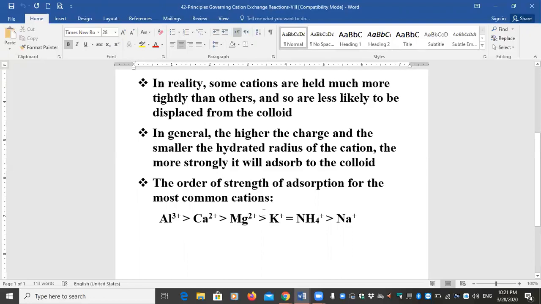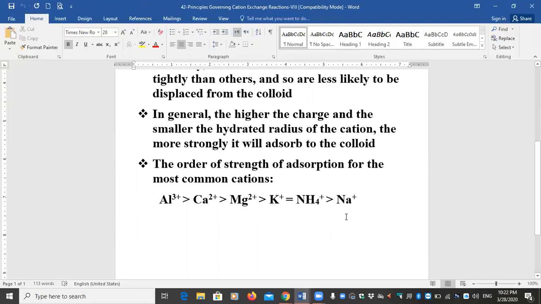So trivalent, divalent, we know the difference between these two. All of them are stronger than potassium, monovalent. And potassium equals ammonium, they are pretty much the same. And the least adsorbed is sodium because it has a very large hydrated size compared to potassium and ammonium, which makes the density of the charge on that sphere very low, so the adsorption strength is also low.